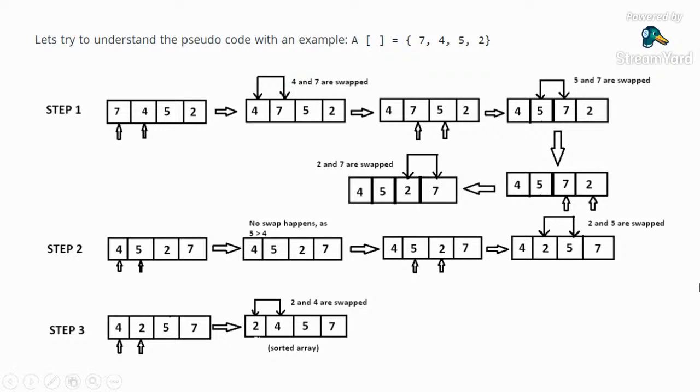After that, in step 3 only one comparison is required. So 4 and 2 are compared. Now it becomes 2 and 4. So finally you will get one sorted sequence: 2, 4, 5, 7.